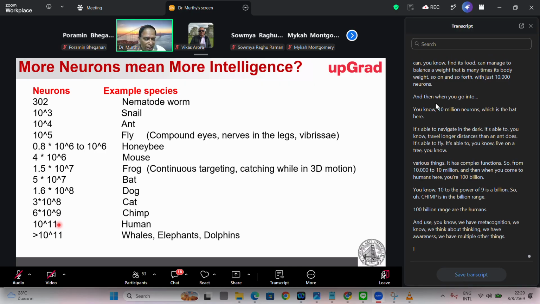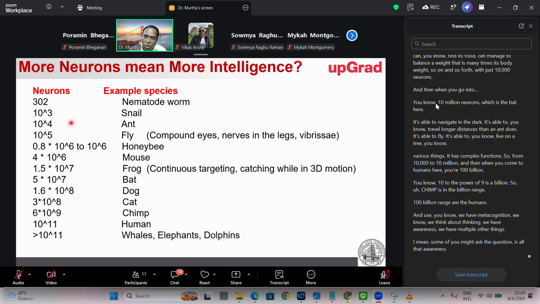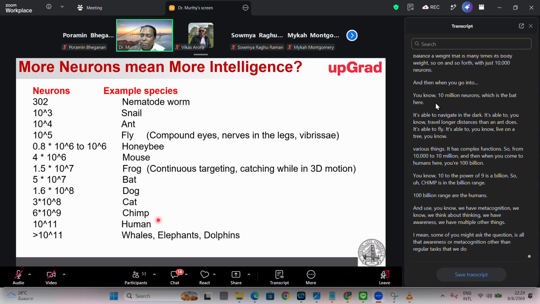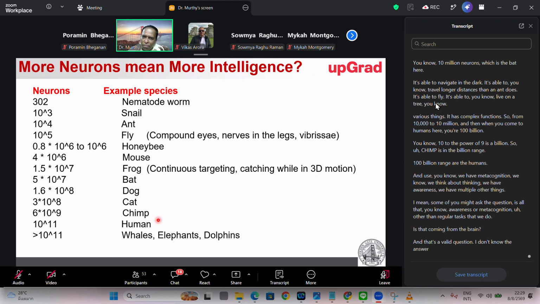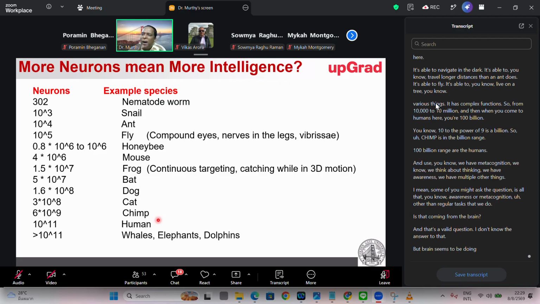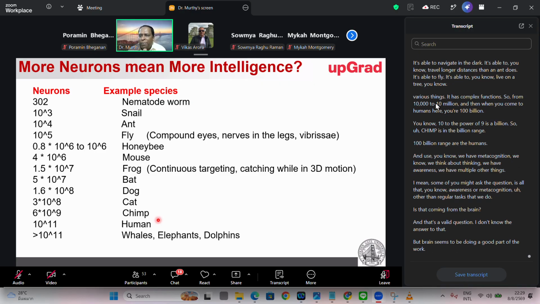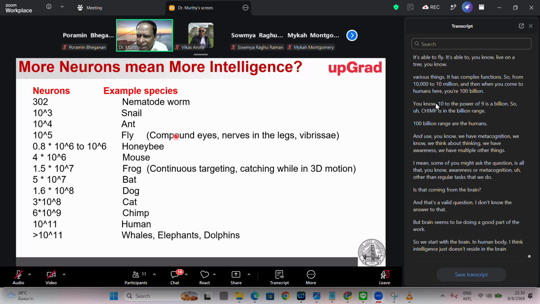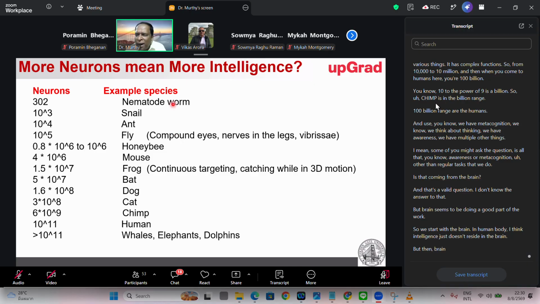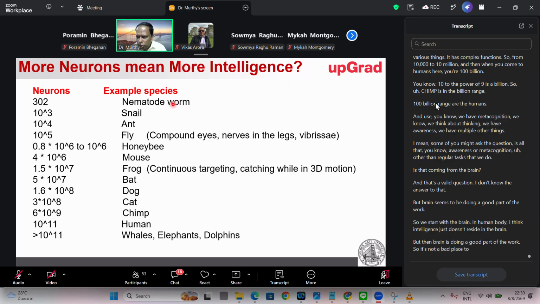I mean, some of you might ask the question, is all that, awareness or metacognition, other than regular tasks that we do, is that coming from the brain? And that's a valid question. I don't know the answer to that. But brain seems a good part of the work. So we start with the brain. In human body, I think intelligence just doesn't reside in the brain. But then brain is doing a good part of the work. So it's not a bad place to start our exploration.